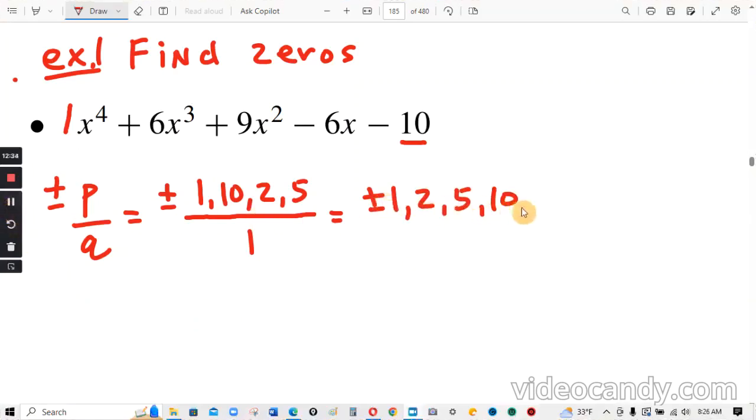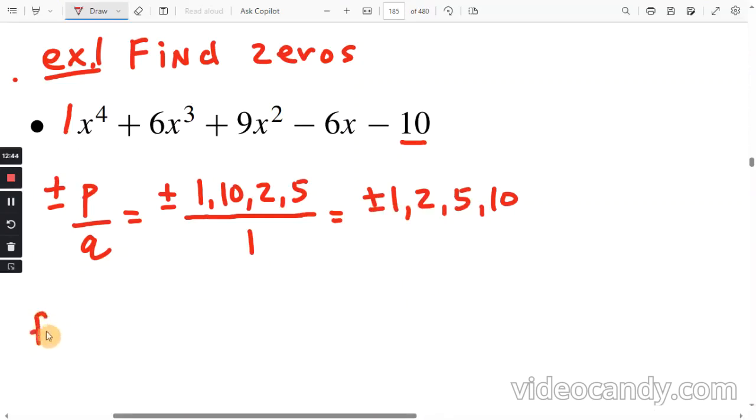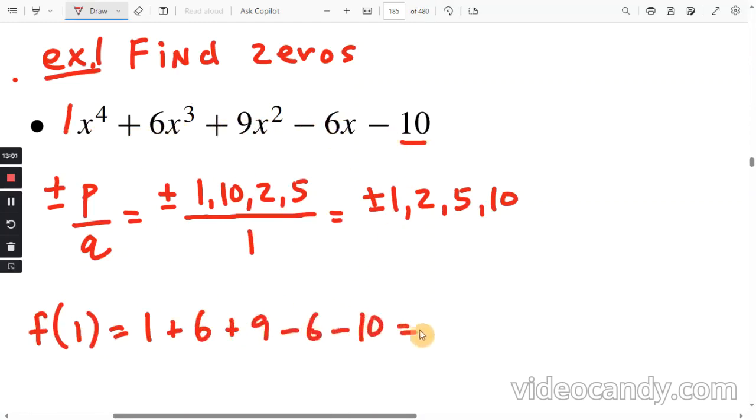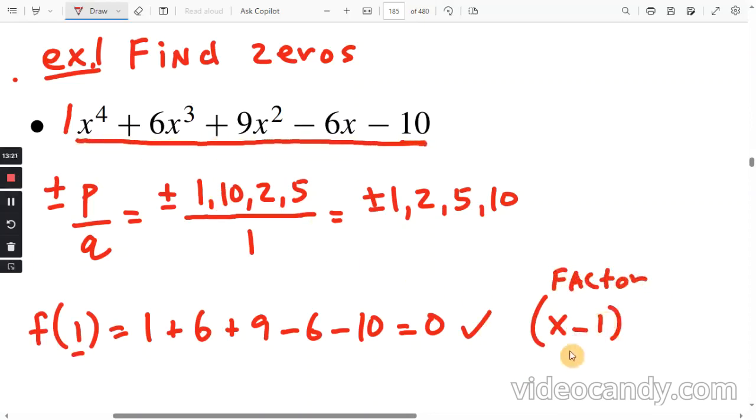So now we have to find out which one gives us a remainder of 0. Let's plug in 1. Okay, so if we did f of 1, 1 to the 4th is 1, plus 6 times 1 is just 6, plus 9 times 1 is just 9, minus 6 times 1, minus 10. That gives us 0. All right, so 1 works. That means x minus 1 is a factor. So we want to divide this by x minus 1. How could we do that?